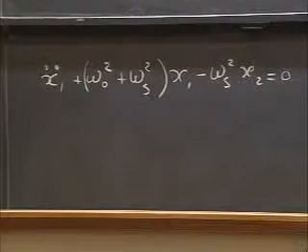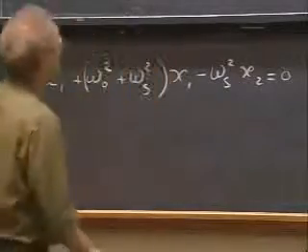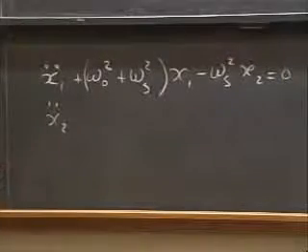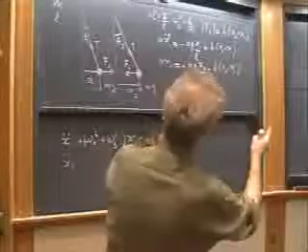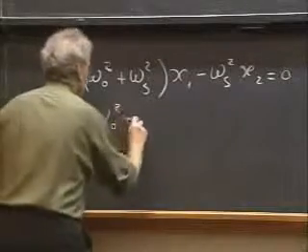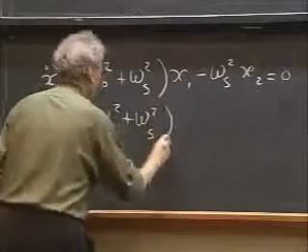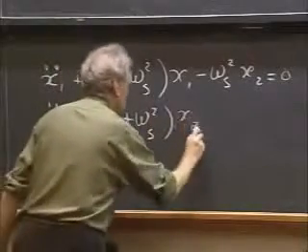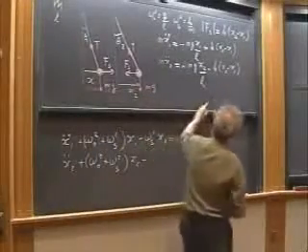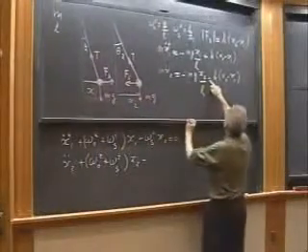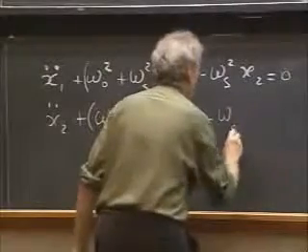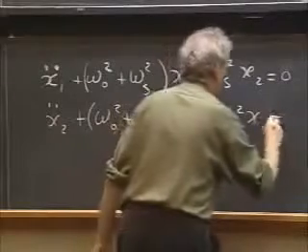And then we do the next one. We get x2 double dot. I get the same terms. I get an omega 0 squared and I get an omega s squared times x2, and then I get this plus minus times minus is plus, so I get minus omega s squared times x1 equals 0.